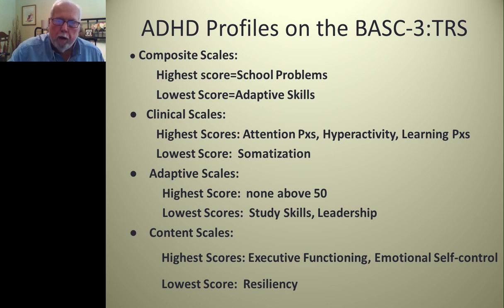Their highest score on the composites is school problems, and their lowest score is adaptive behavior. On the clinical scales, we see their highest scores, thank goodness, were on attention problems, hyperactivity, and learning problems. Their lowest score was on somatization. On the adaptive scales, they had no scores above 50. They were impaired across the board, but their lowest scores were in study skills and leadership. On the content scales, executive functioning was their worst score, followed closely by emotional self-control.